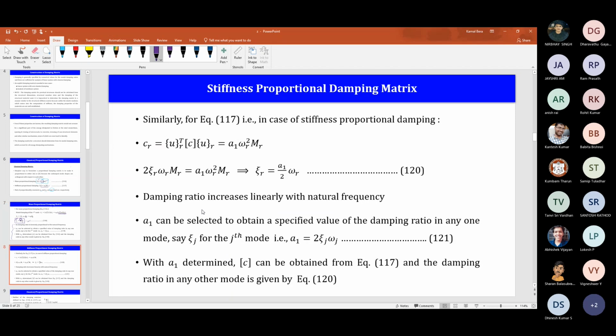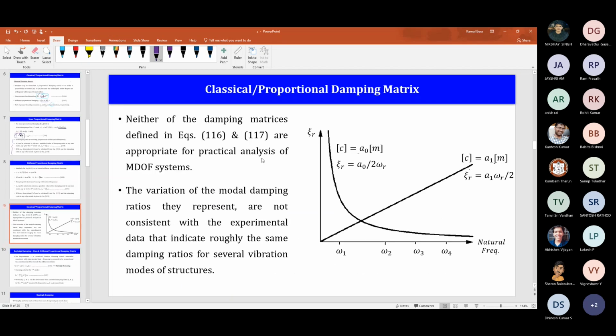Okay, now if I plot these things, that is the stiffness proportional and mass proportional damping, you see this is the variation of the modal damping ratio with the natural frequency. You can read from this paragraph that the variation of the modal damping ratio they represent, that means these and these, are not consistent with the experimental data that indicate roughly the same damping ratios for several vibration modes of a structure. Not exactly the same, it is more or less the same or a little bit of difference, but not continuously increasing or continuously decreasing like that.